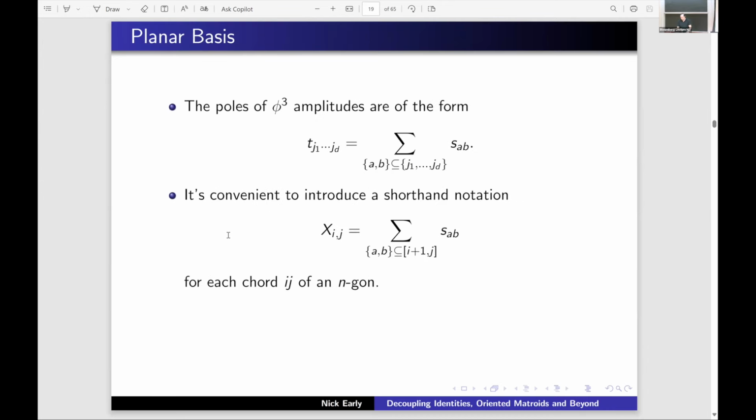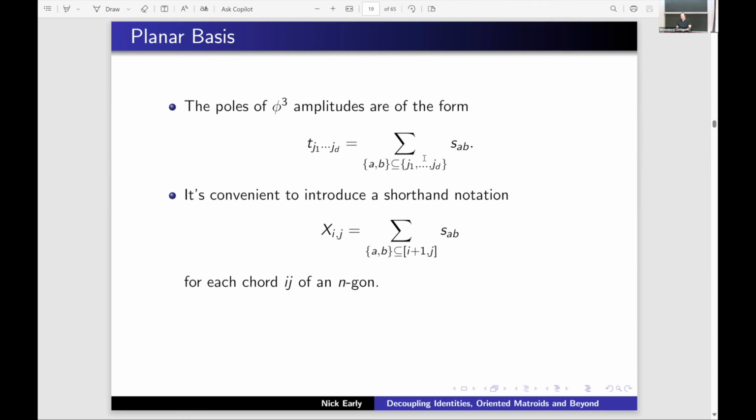So the basis, first let me remark for the mathematicians, especially: the poles of the phi cubed amplitude are of this form. We take a subset of indices from 1 to n, and then sum over all pairs in that subset. And as you vary over all subsets, these are exactly the poles of the phi cubed amplitude.